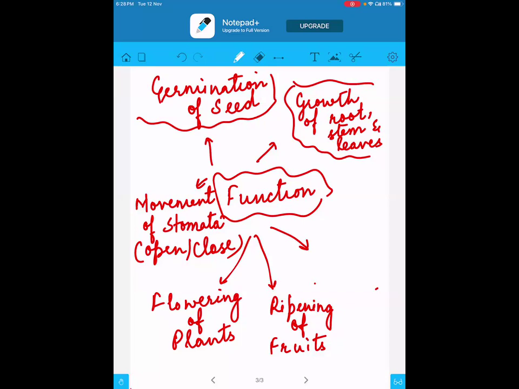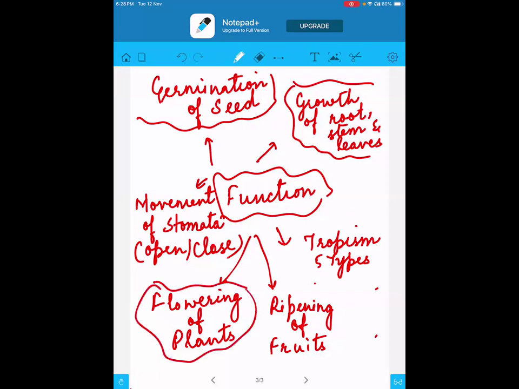Okay. Then the next one, they are also responsible for the phototropism, geotropism, and other different kinds of the tropism. So better you can write here directly about the tropism. Okay, the last function is the tropism. So all the five types will be coming under this category, under tropism category. So these are the different functions that the plant hormones will be performing.